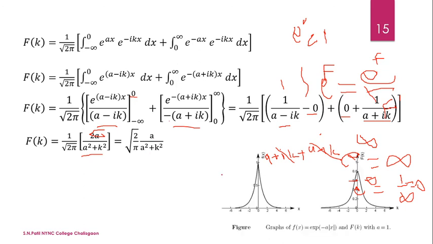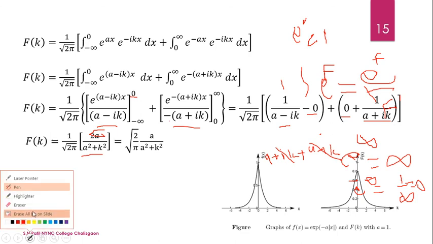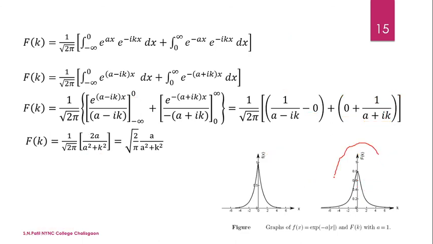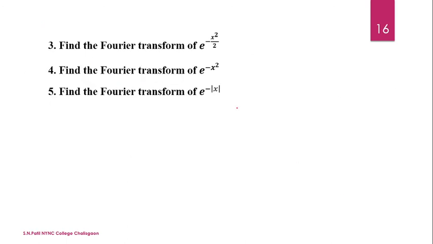The graph of this function is symmetrical about the y-axis. This is x, this is f of x, and then the image of f of x, that is f of k, looks the same. This is k and this is f of k.